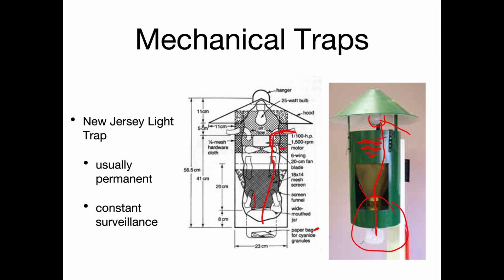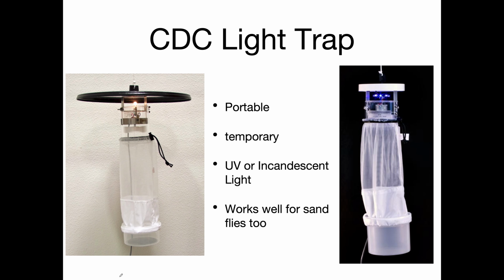Jersey light traps are used for permanent surveillance. So if there's specific areas that a surveillance center wants to watch on a regular basis, they want to check this once a week, or during mosquito season it might even be every day. Those areas they're going to install a Jersey light trap. So it's on a wooden post. They're very large and very heavy, and they are used most often for permanent surveillance in specific areas.